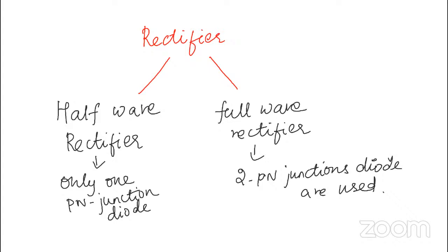Okay, so the name itself has the answer. The wave is going to be cut into half. If the given wave is cut into half, it is a half wave rectifier. If the whole wave is converted into full wave form, it is a full wave rectifier. Okay.